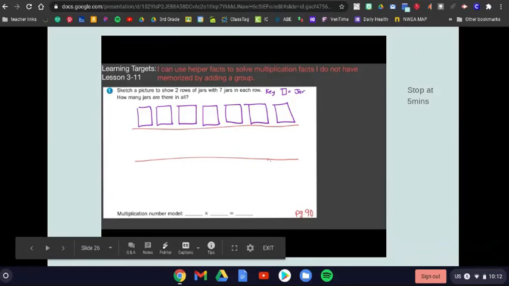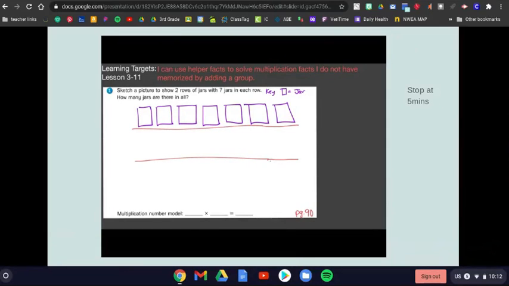I think my sound went out, so I'm going to talk over again. Okay, now I have one row. Sorry, if I need to repeat myself. So I have 2 rows. I'm just going to duplicate this first row. He's starting by drawing a picture.